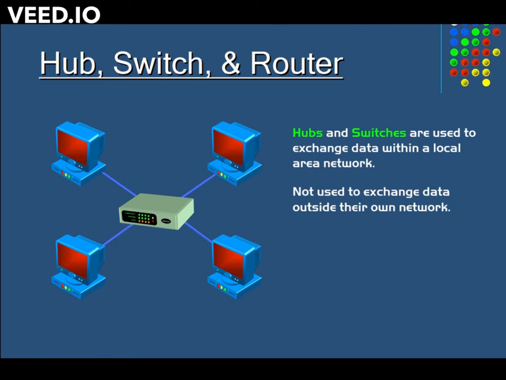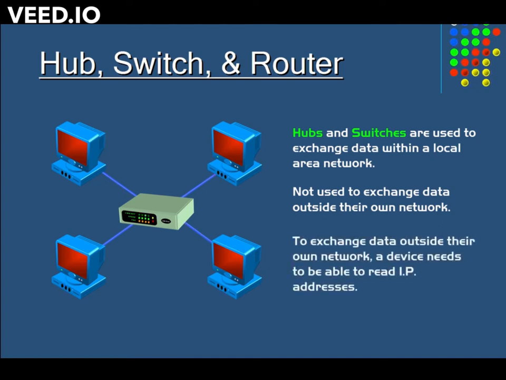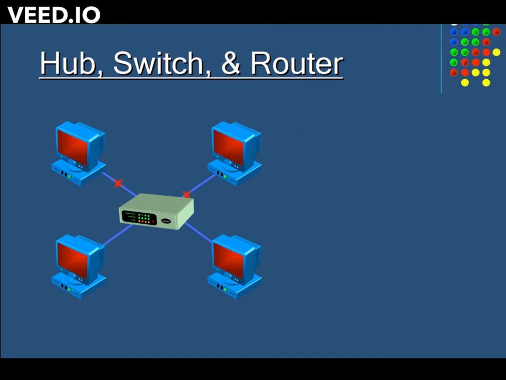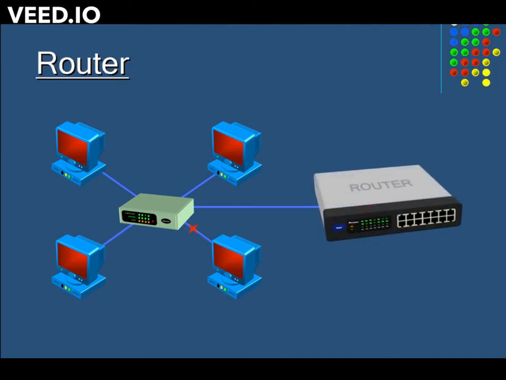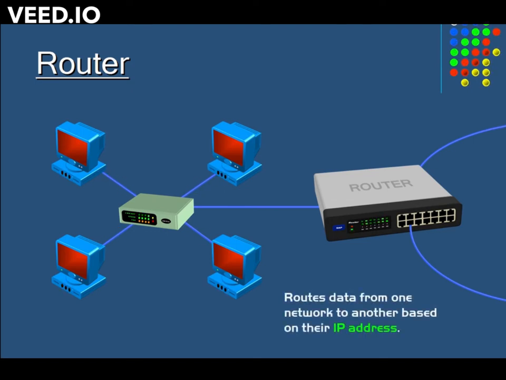To exchange or route data outside their own network to another network, such as out on the internet, a device needs to be able to read IP addresses. And hubs and switches do not read IP addresses. So that's where the router comes in. Now a router does exactly what its name implies. A router is a device that routes or forwards data from one network to another based on their IP address.